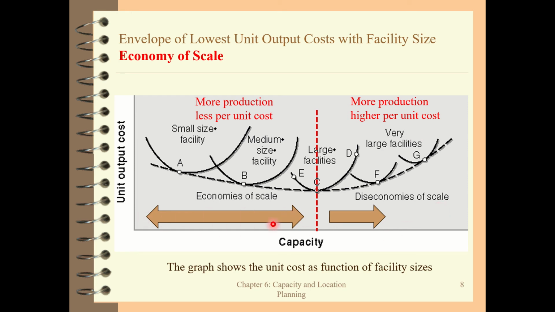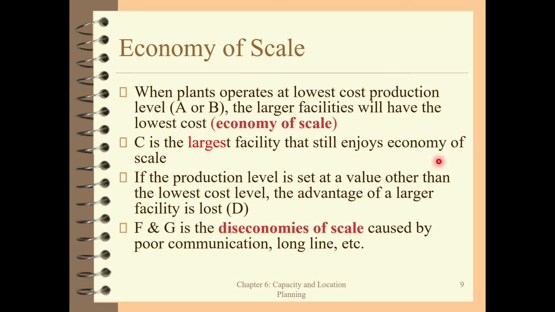Again, in economy of scale, whenever you increase the capacity, the unit cost of the product will be decreased. And in this diseconomy of scale, whenever you increase the capacity, the unit cost of the product will be increased, right? Because of poor communication, long lines, or the system being very hard to manage and control, something like that.